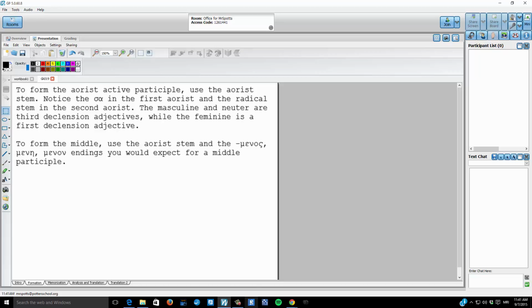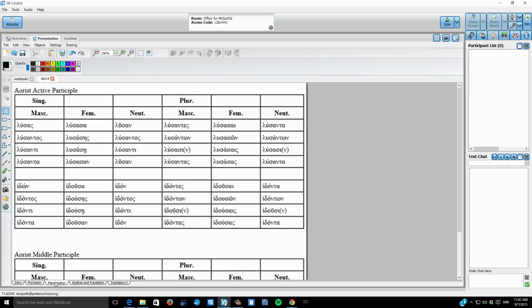Masculine and neuter are going to be third declension adjectives. Feminine will be a first declension adjective. Let's take a look at the aorist active participles then and see if we can find that aorist stem, the first aorist sigma alpha, and the second aorist radical stem, and the third declension and first declension.